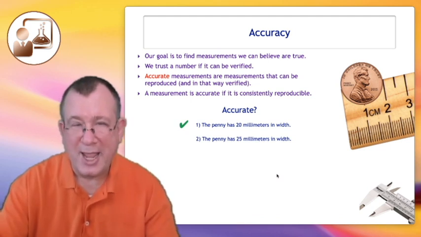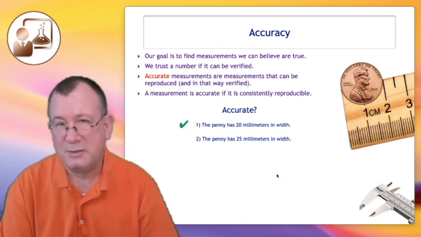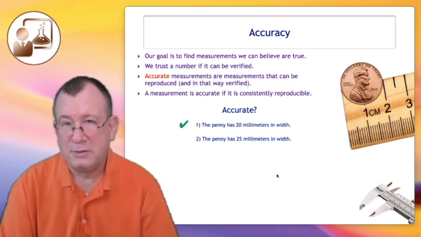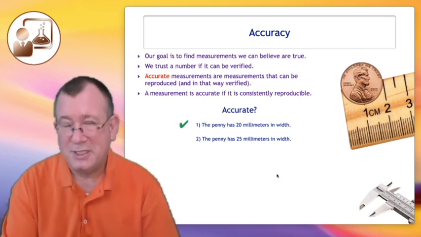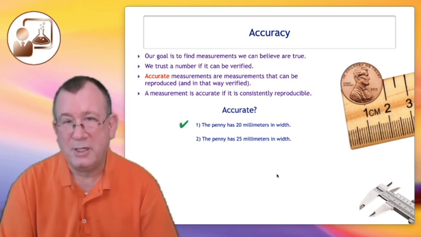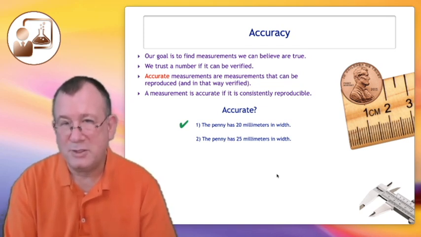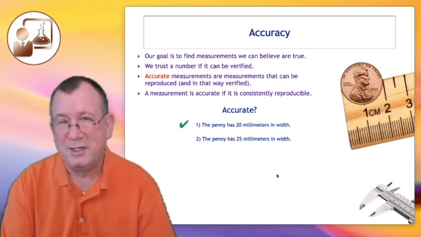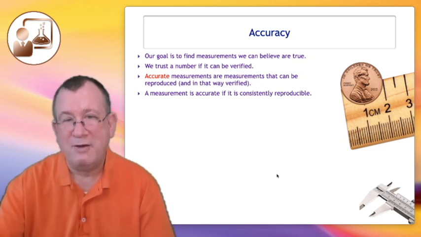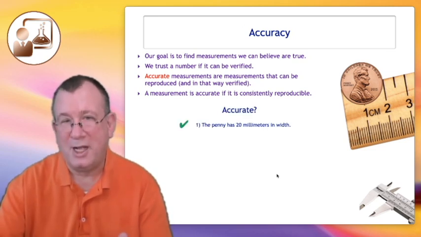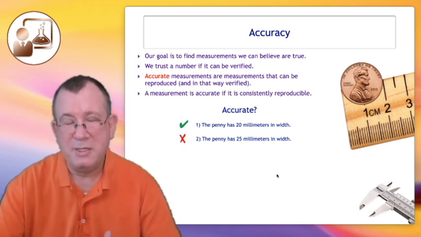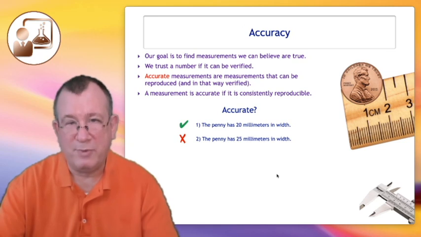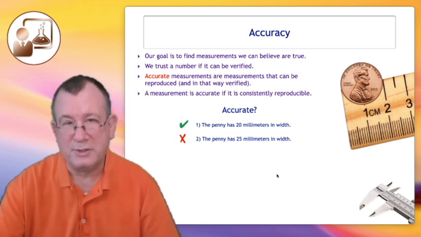If I told you that it had 25 millimeters in it, I mean, that's a measurement, and it is a more precise measurement, but you might take a look at that ruler and question that, right? I mean, look, it hits right about 20. It clearly doesn't stretch to 25. Therefore, that measurement is more precise, but it's not accurate. So when we're taking measurements in the lab, we want to strive for both precision and also for accuracy.